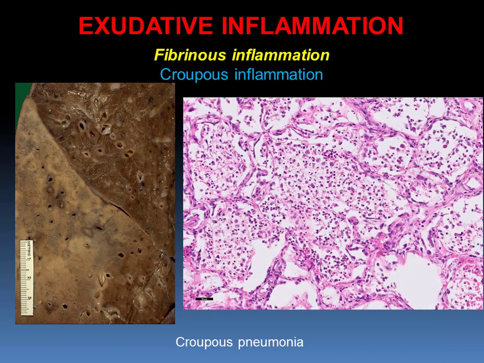Next example of fibrinous inflammation is croupous pneumonia. Pneumonia is inflammation of the lung. It's a small exception from common rules of formation of the name of inflammation. We would expect that the name of inflammation of the lung would be pneumonitis, but pneumonia is a historical term which was entrenched in the medical literature.